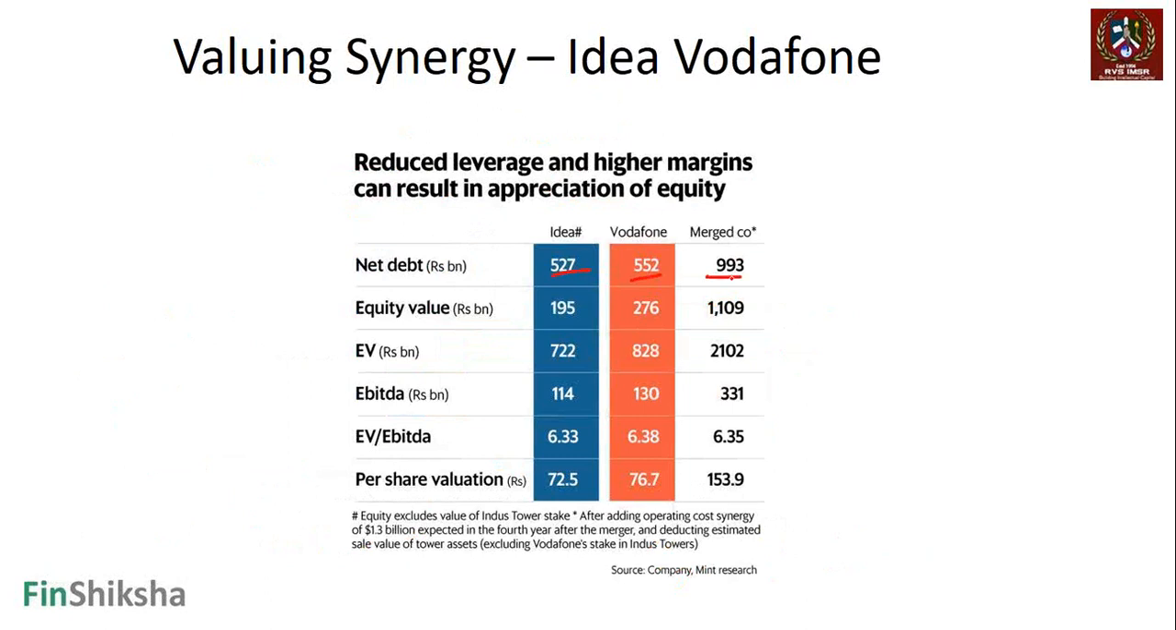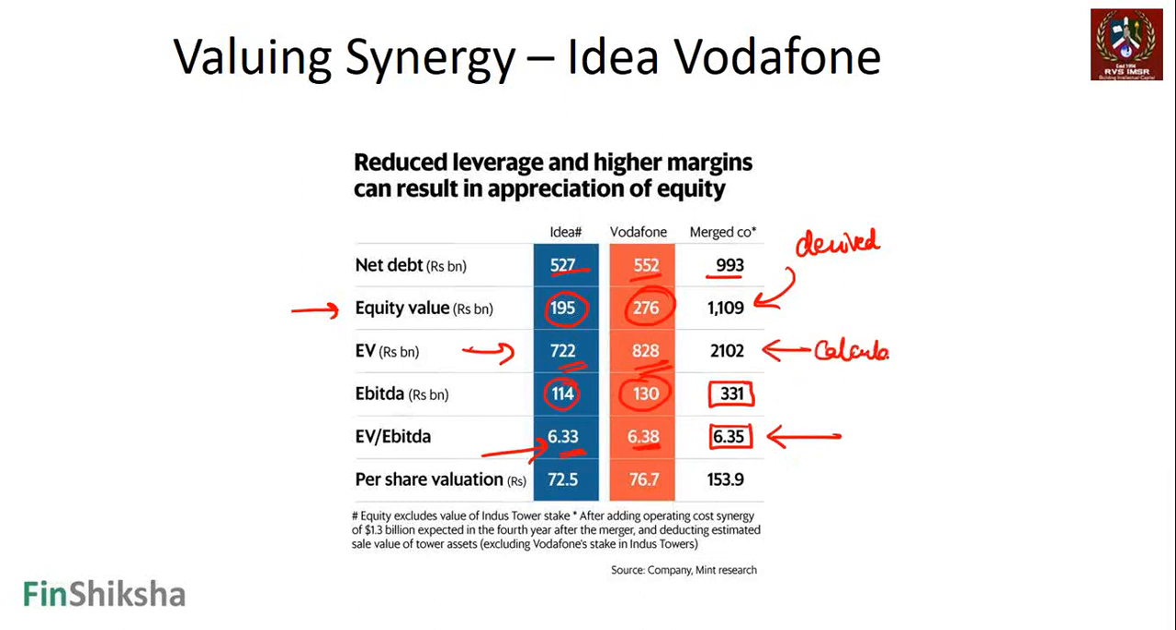Finally, let's look at what we did earlier with our sample company. There is a net debt number that is taken. There's an equity value that is taken, right? But equity value in the final case is a derived value. Let's understand how. So the enterprise value of the company today is 722 for Idea and 828 for Vodafone, right? When you look at EBITDA, that's the EBITDA. And so the EV by EBITDA ratio works out to 6.33, 6.38. Now, if we assume an average of this, which is 6.35 for the target company, and we assume that EBITDA for it would be 331 four years down the line, then effectively the enterprise value can be calculated as this.